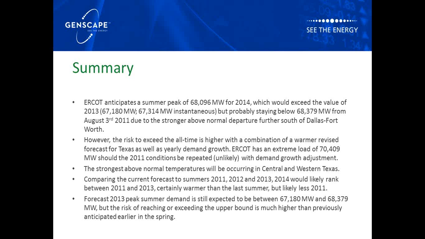The strongest above normal temps will be occurring in central and western Texas. And comparing the current forecast to summers 2011, 2012, 2013, 2014 will likely rank between 11 and 13. It's certainly warmer than last summer, but not quite as high as in 2011. So Genscape is expecting the summer peak to fall between 67.2 gigs and 68.4 gigs, with a greater potential toward the higher end of the range.